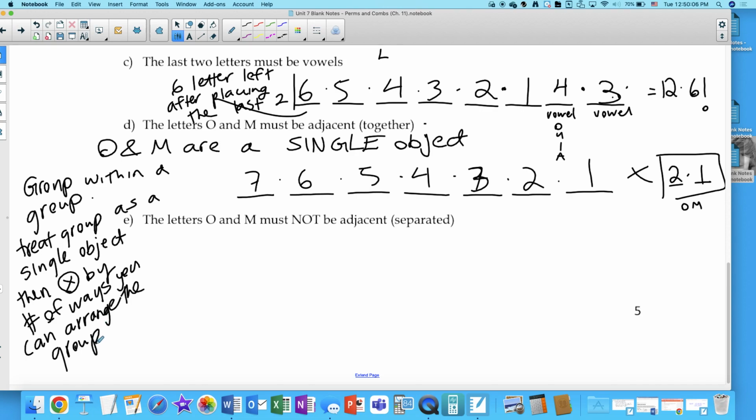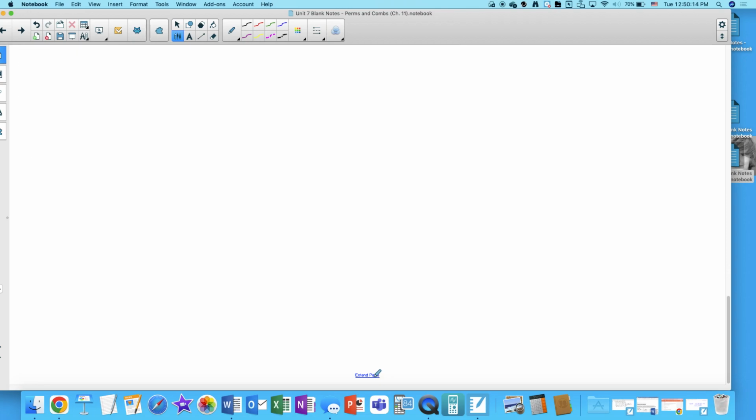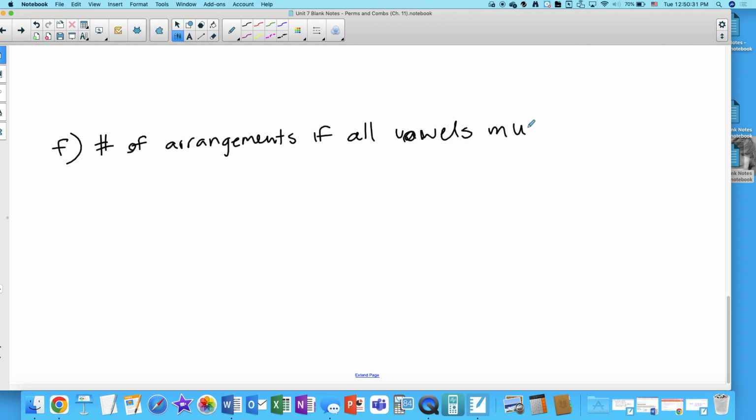Okay, so if I were to change this, let's say I said in this same word, all of the vowels have to be together. Let's add an extra one. This is F. Number of arrangements if all vowels must be together.